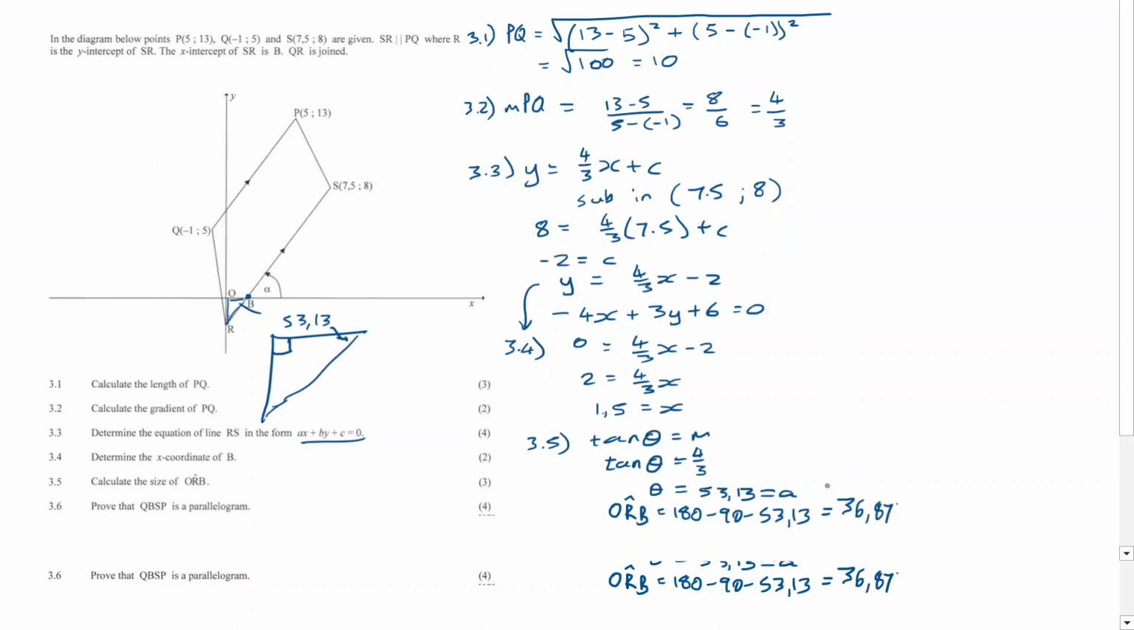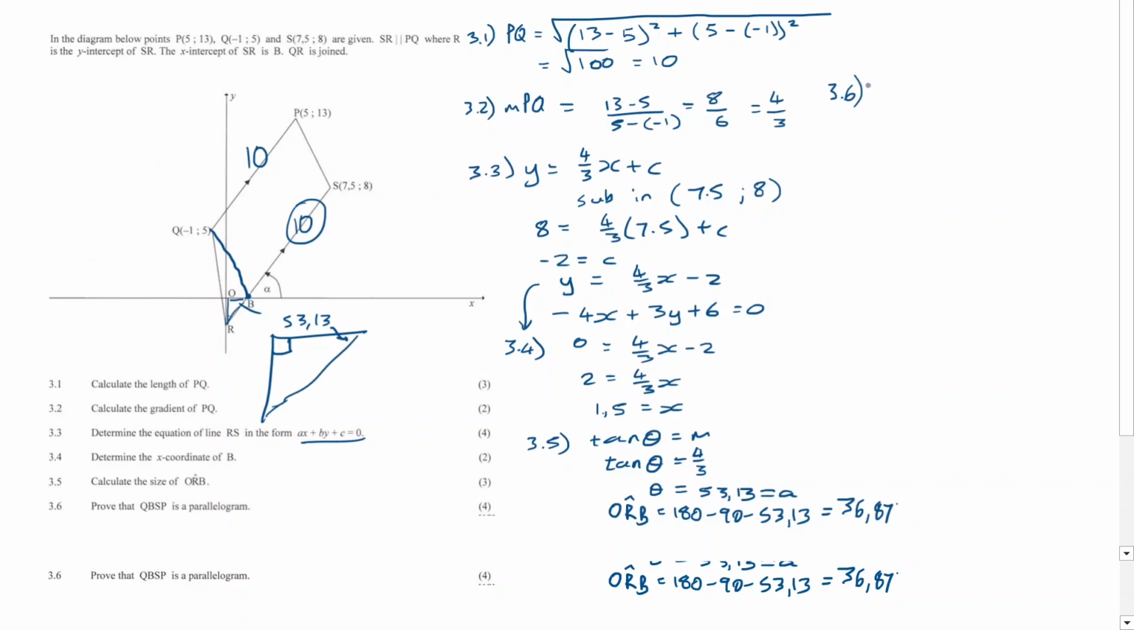And the last question, prove that QBSP is a parallelogram. So QBSP is a parallelogram. We already know that the opposite sides here are parallel. We already know the size of this length PQ is 10. So the best thing to hope and pray for is that we can get the length of this to be 10. And so that's where we're going to spend our energy in its simplest form.